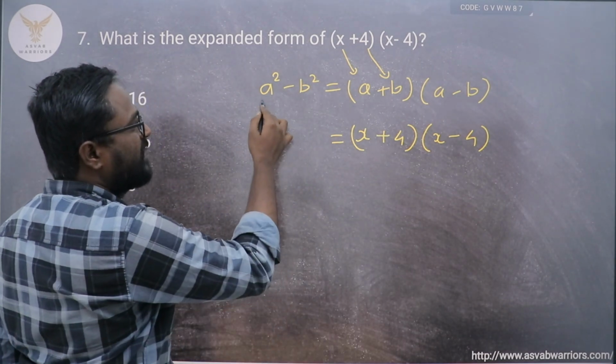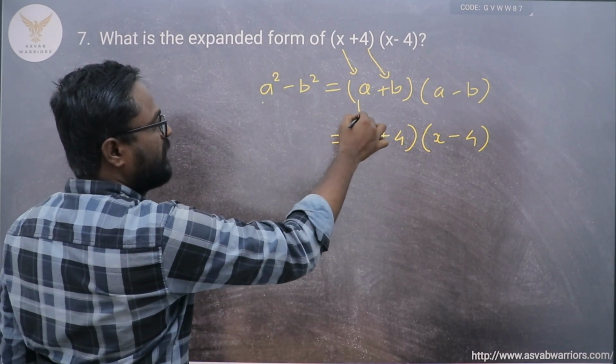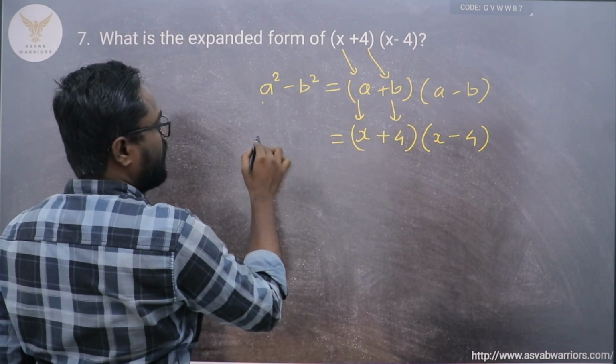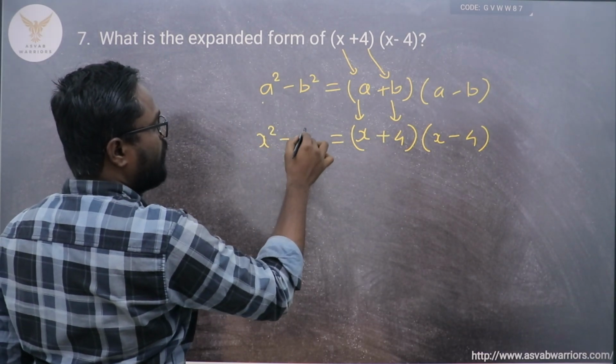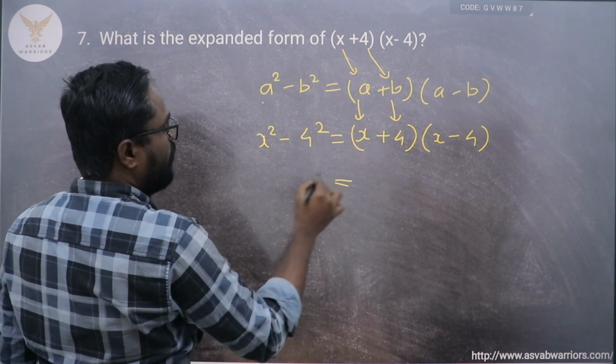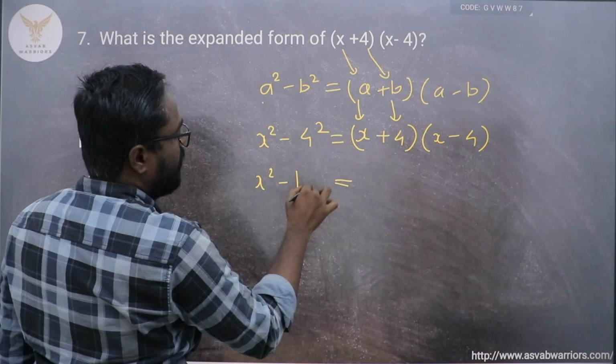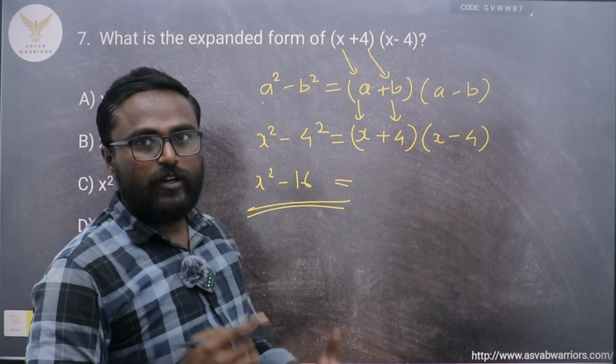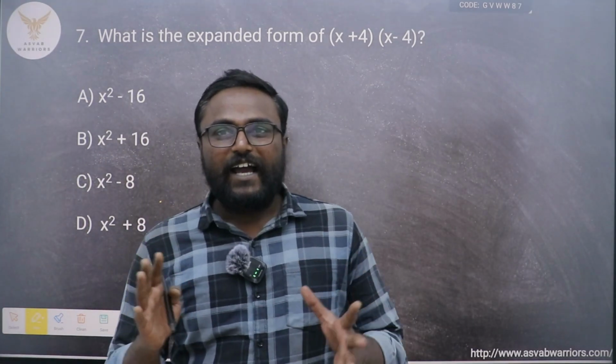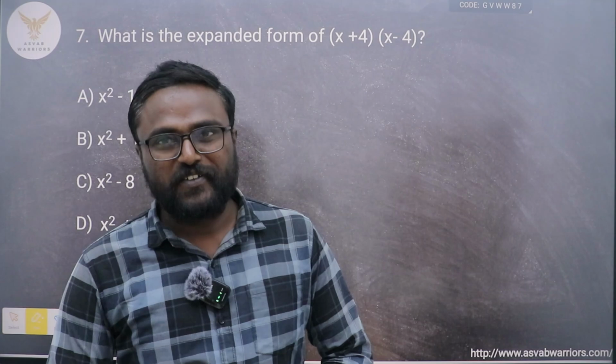So what is the answer? a² − b². So a is nothing but x, b is nothing but 4. So x² − 4², which is nothing but x² − 16, will be your answer. I hope you understood these questions which I have solved.